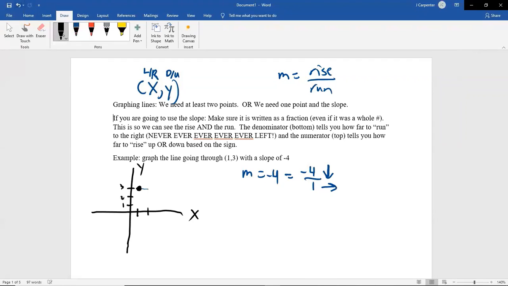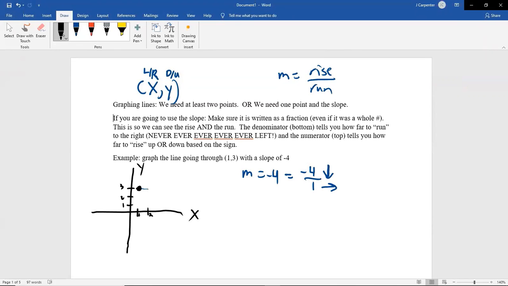1, 2, 3. I'm just going to put these kind of to the side. 1 and 2. I know I wrote this kind of small, but that's because I'm going to end up writing over it if I don't. So I go from the first point we plot, not from the origin, because we're using the slope. We don't go back to the origin. We stay at the point. And we run 1, and then we're going to quote rise, which will feel more like a fall, down 4.